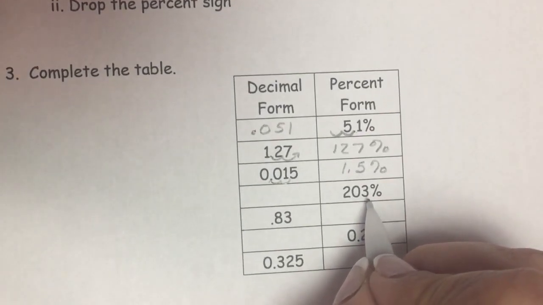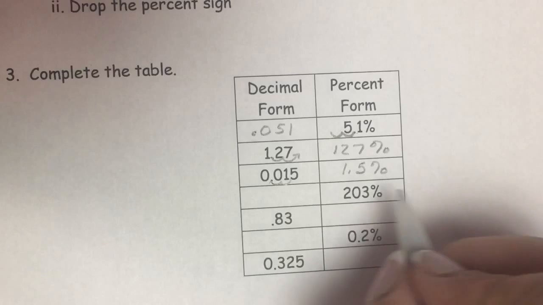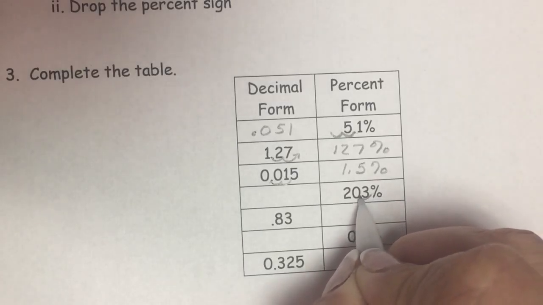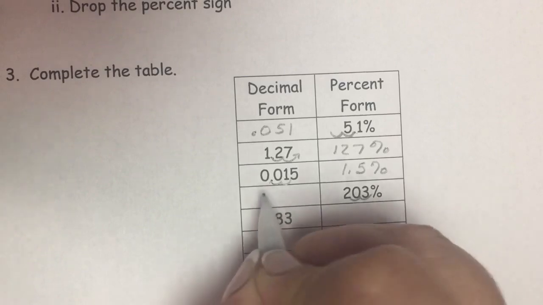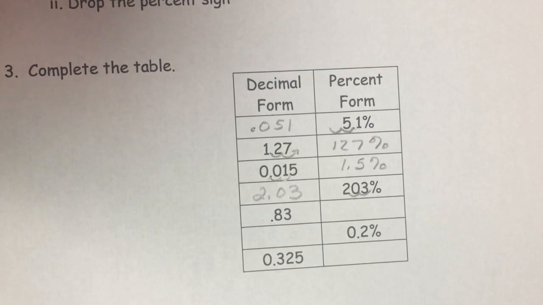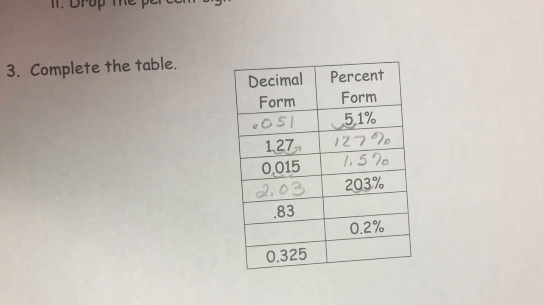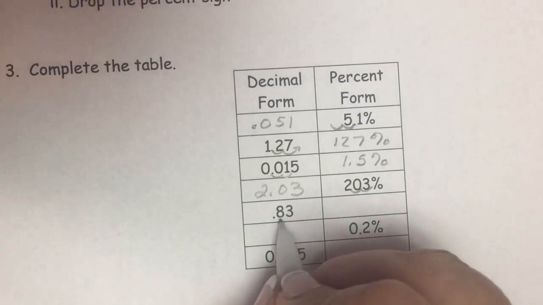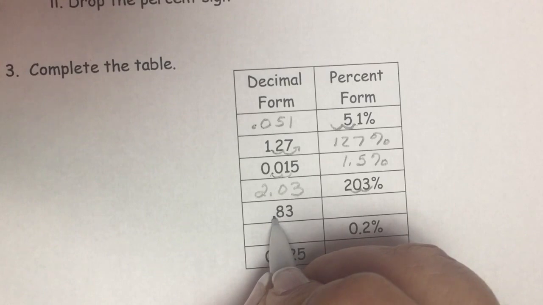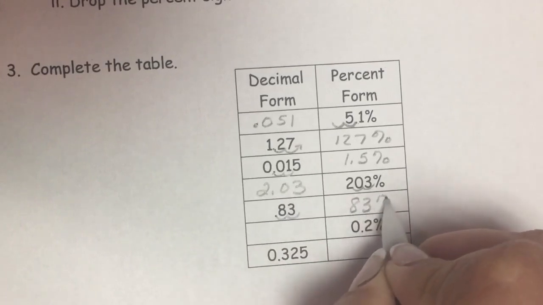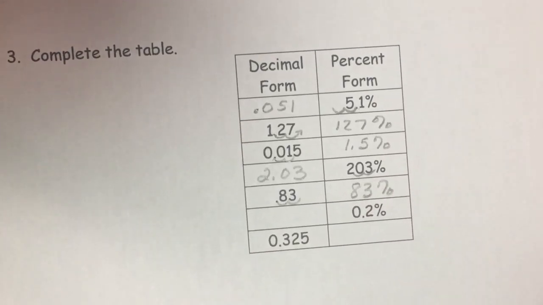If I want to change 203% to a decimal, here's the decimal right now, and I move it 2 places to the left. So that would be 2.03, no percent sign. At some point, you can stop the video and fill in the rest of the chart on your own and then come back to it. If I go changing this decimal to a percent, move it 2 places to the right, that's 83%.